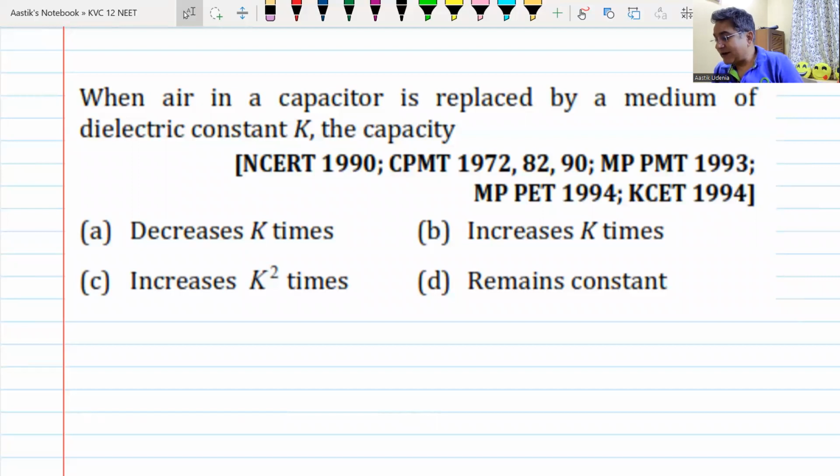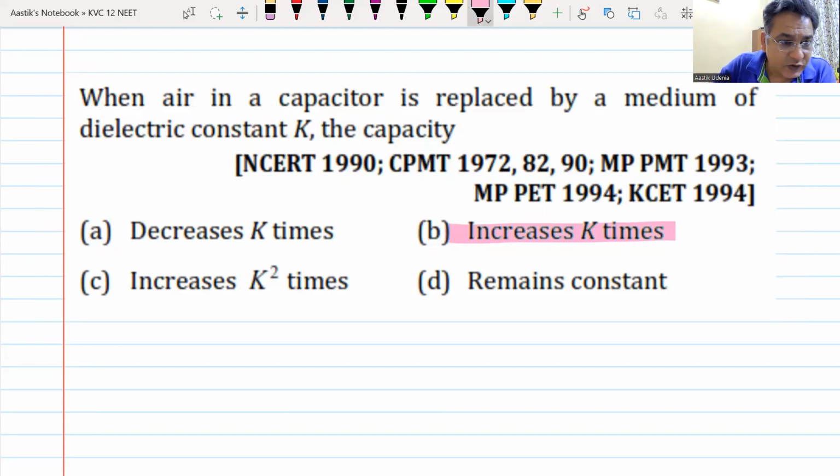When air in the capacitor is replaced by a medium of dielectric constant K, what happens? Option B. Increases K times, the capacitance becomes K times. Do we understand this? Great.